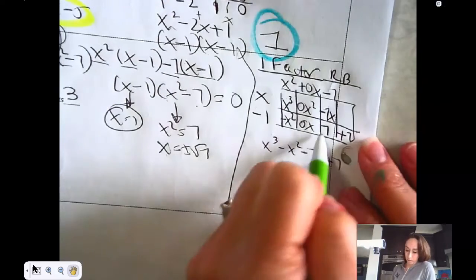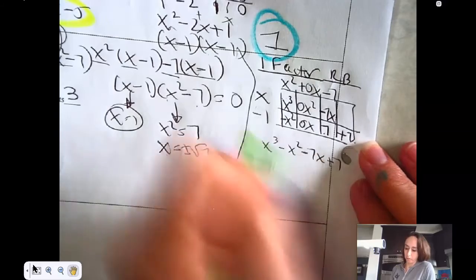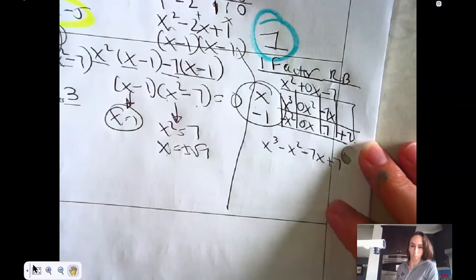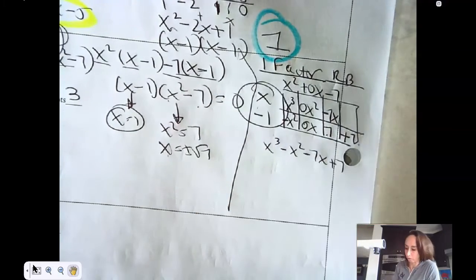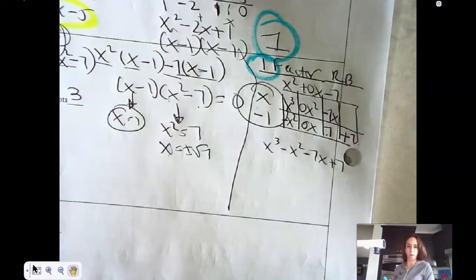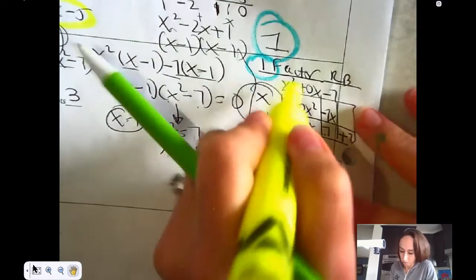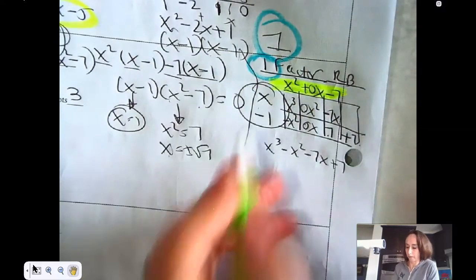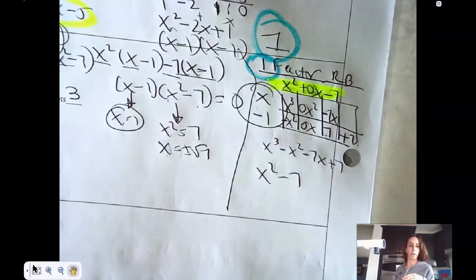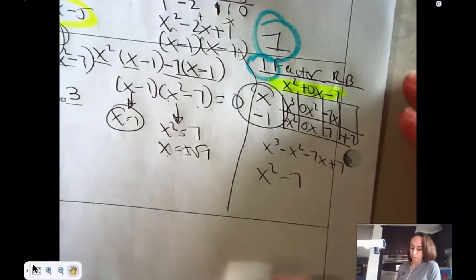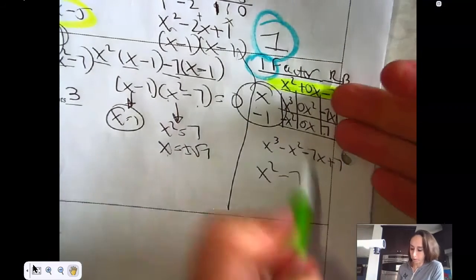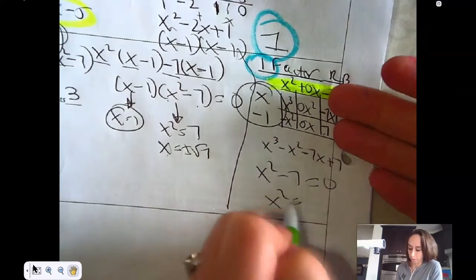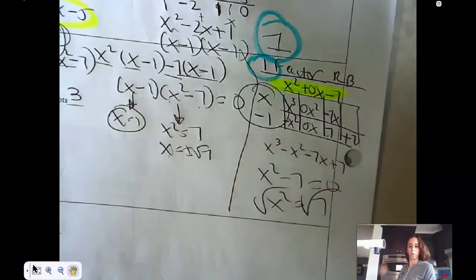So I reverse boxed it. There's 7. I was supposed to get 7. So yes, x minus 1 is a possibility, which means I got one of the factors. If it's to the 3rd power and I got one of them, I have 2 left. What am I left with? X squared minus 7. At this point, I could reverse box it again, but I wouldn't get anything that would work out perfectly, so I would set it equal to 0. X squared equals 7, square root, plus or minus root 7.